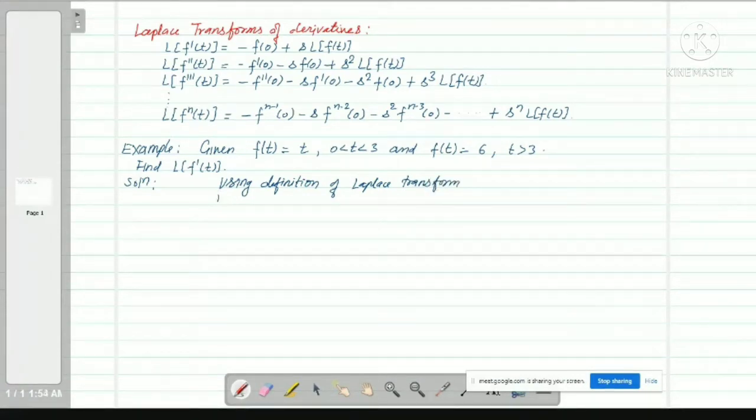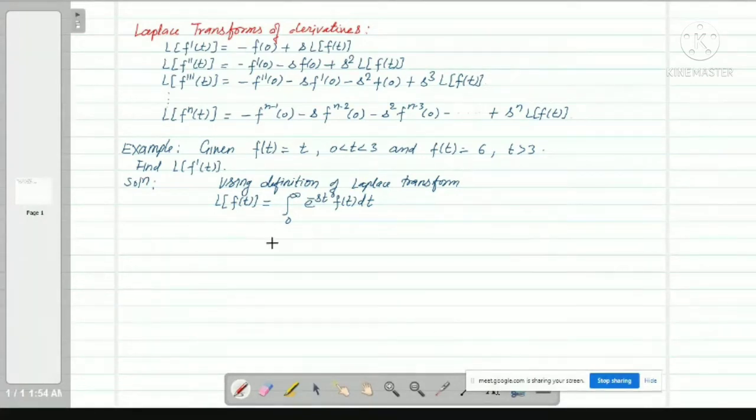What is the definition of Laplace transform? The Laplace transform of the function f of t is equal to the integration with limits 0 to infinity of e raised to minus st f of t dt. See here, now our function is in two parts, so we split the definition into two parts. Your first limit runs from 0 to 3, so just write down 0 to 3, and e raised to minus st as it is. F of t, children, what is it? It is t, so write down t and dt, and plus the second term. The limit is running from 3 to where?